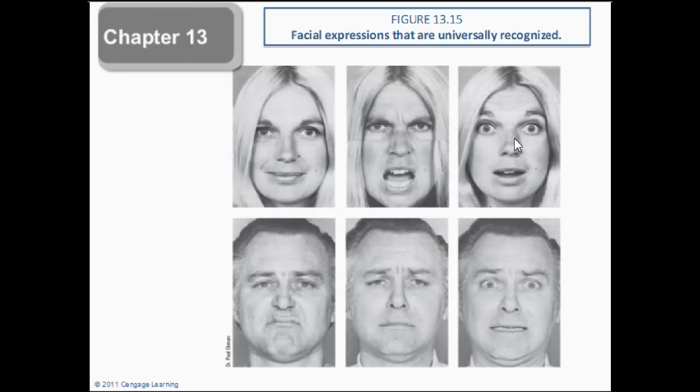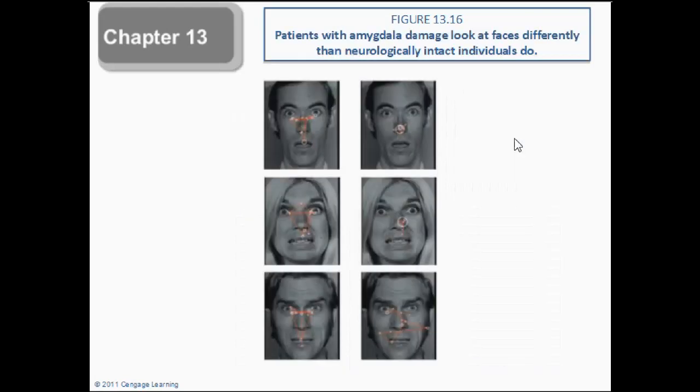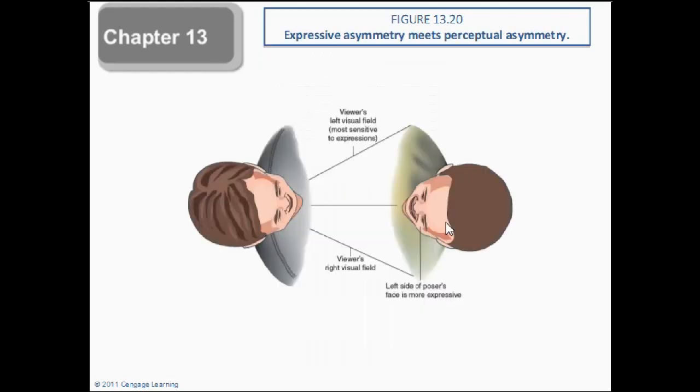And facial recognition, different emotions that are typically recognized in emotions. Patients with amygdala damage look at faces differently than neurologically intact individuals do. Notice here on this side, they'll look at the eyes, the nose, the way the mouth is shaped, and on this side they look at it differently. Symmetry.